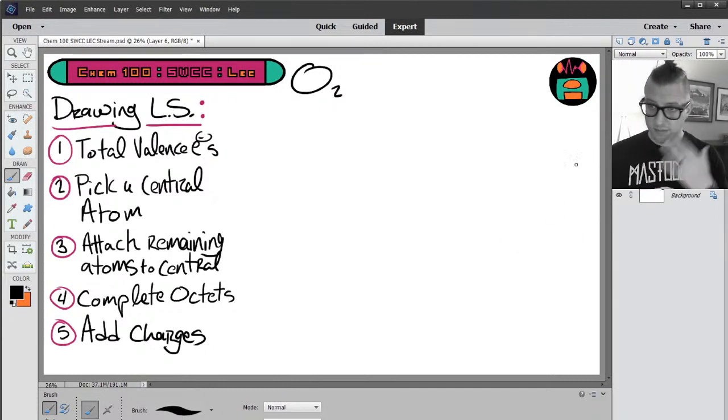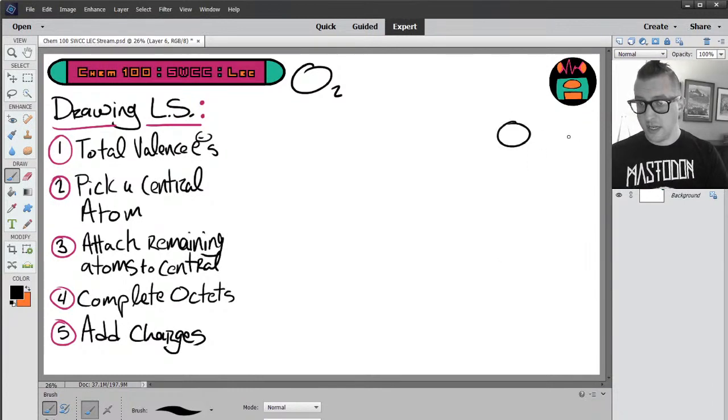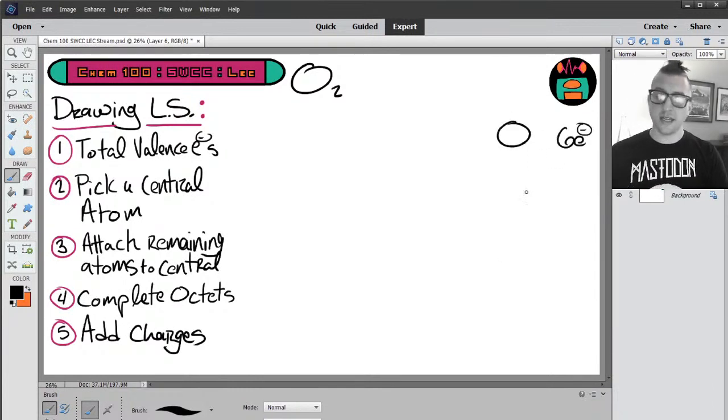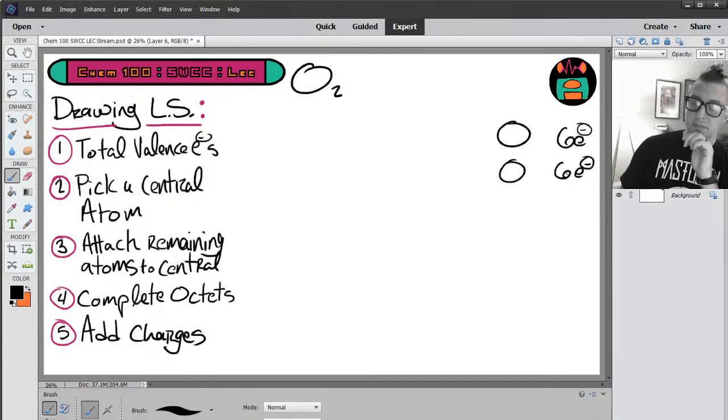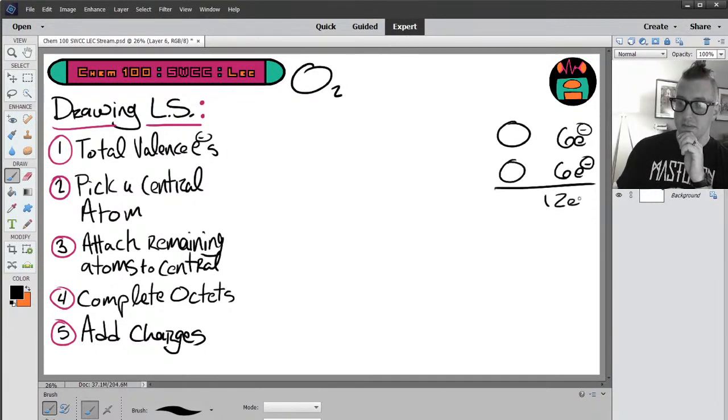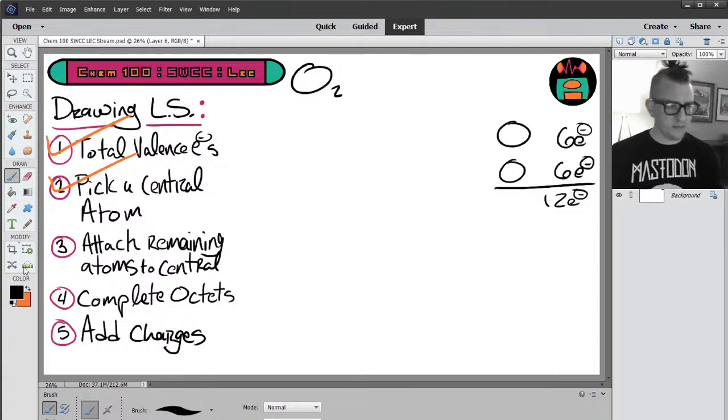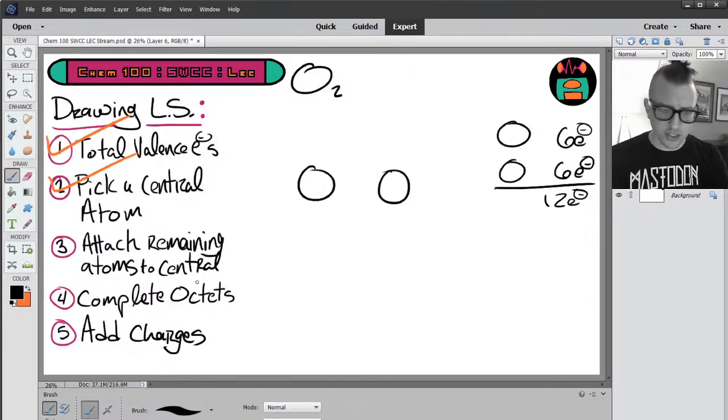Well, first we have to total our valence electrons. Oxygen, and we get this from the periodic table, has 6 valence electrons. And we have 2 of them. So again, that gives us a total of 12. 12 to spend. So that's our first step. We don't really have to pick a central atom because there is no central atom. There's just 2 oxygens. So let's jump to step 3 and connect them.